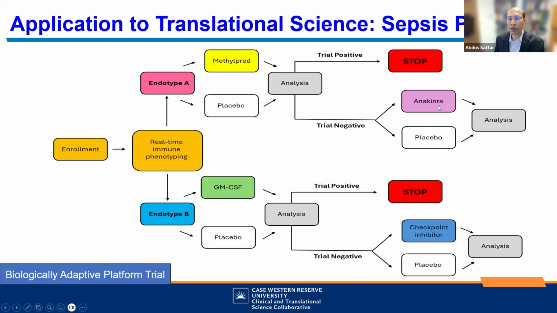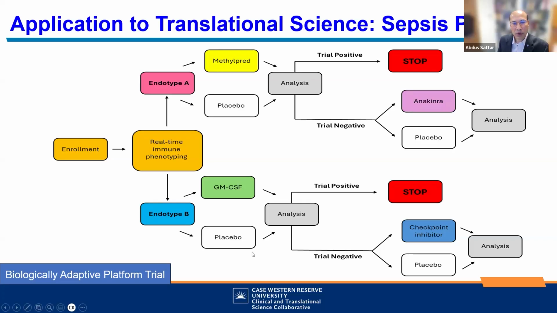For example, for hyperinflammatory, we will study anakinra and compare with placebo. One aspect of the adaptive platform trial is that generally there is a single control group, but here we cannot use a single control group because those patients are in the hyperinflammatory group. They are different from the hypoinflammatory group. That's why we propose two control arms. Say placebo would be here, and also placebo for endotype B.